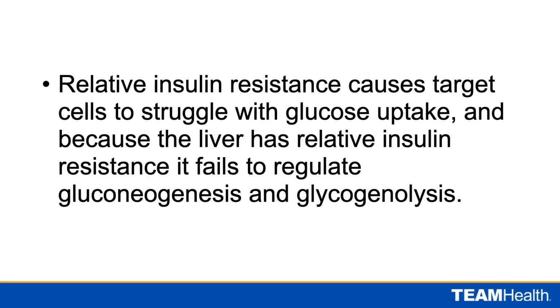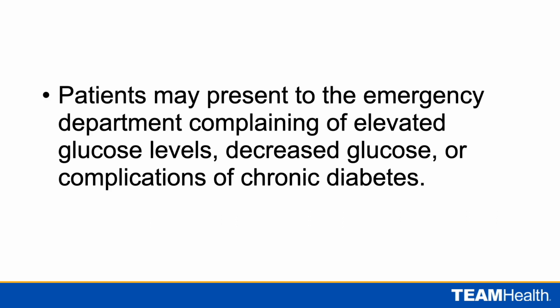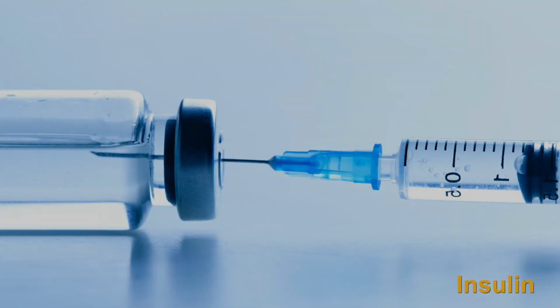Relative insulin resistance causes target cells to struggle with glucose uptake, and because the liver has a relative insulin resistance, it fails to regulate gluconeogenesis and glycogenolysis. Patients may present to the emergency department complaining of elevated glucose levels, decreased glucose levels, or complications of chronic diabetes. All of these bear mentioning. Complications will be covered in a future lesson.